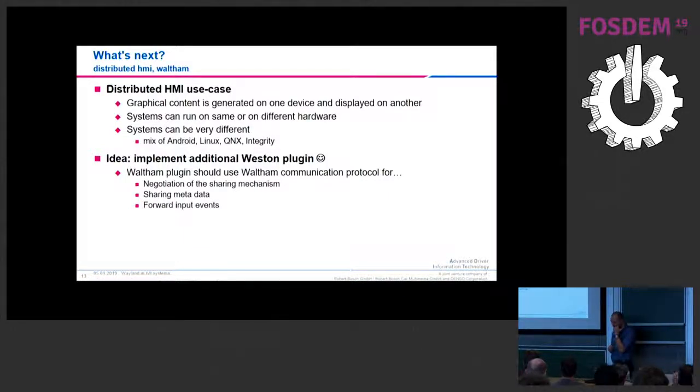And there is actually no real standard way to implement this. There are some components and some implementations available which will be able to help a lot. For example, Ramses, which was also recently open sourced by BMW. But we would also like to be able to support this use case a bit better. And the idea is to implement another plugin for Weston, which should use FOSDEM.